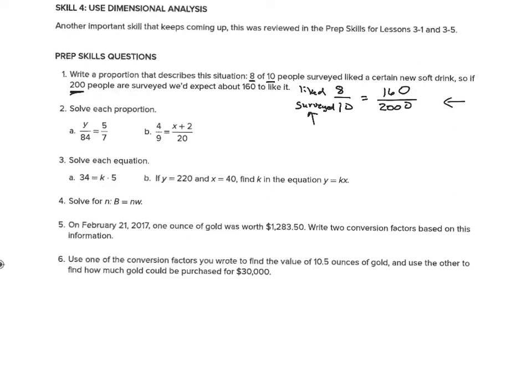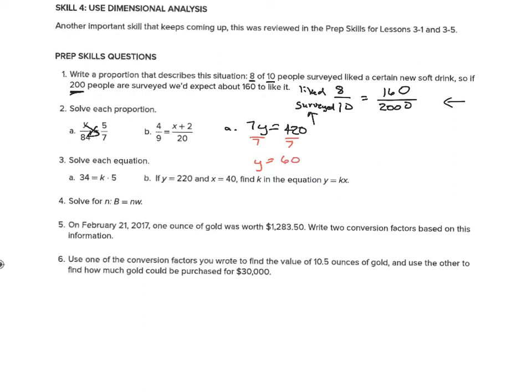And on number 2, they're asking us to solve each proportion. So remember, to solve a proportion, you find the cross product. So I have 7y. I'm going to do it over here. So 7y equals, let's look at our calculators, what 84 times 5 is. And we get 420. And our next step is to divide both sides by 7 to get the y by itself. And we get 60.